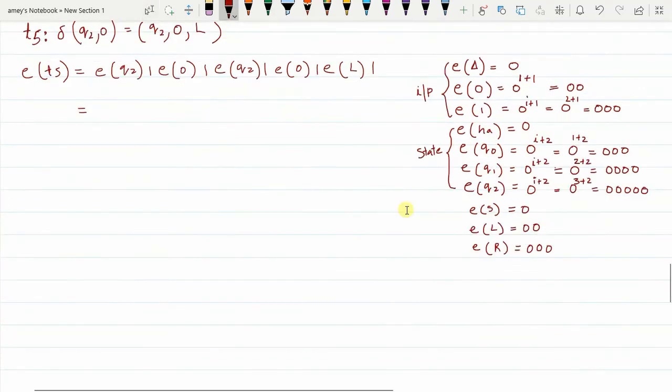So encoding of Q2 is 5 zeros. Then encoding of 0 will be single zero, encoding of Q2 again is 5 zeros. Encoding of 0 gives you 2 zeros, encoding of left gives you 2 zeros, ending with 1. So this will be encoding for T5.